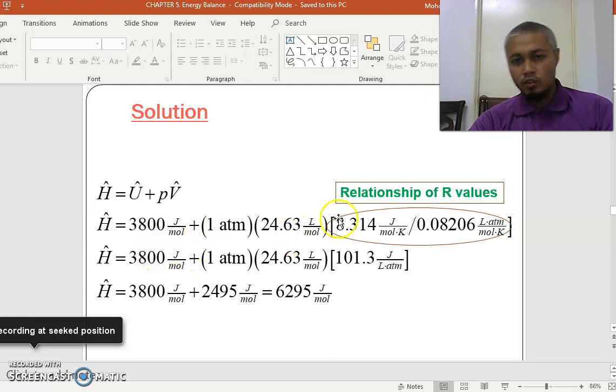And then if we solve this, we will get 6295 joule per mole. You can try to do it. Try to do the unit conversion and then try to get this answer.